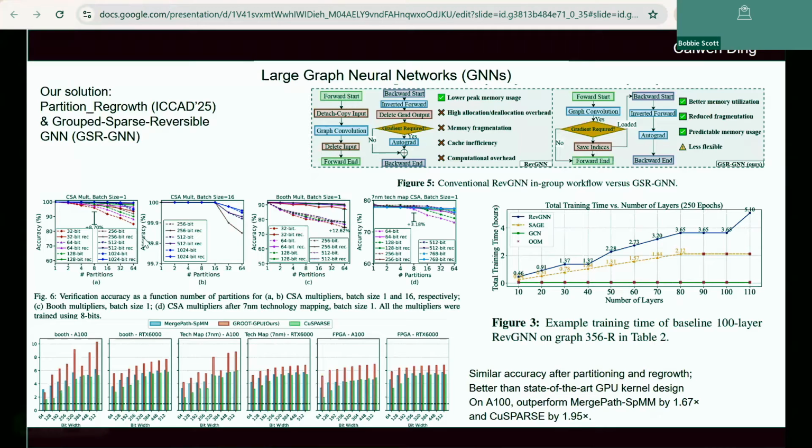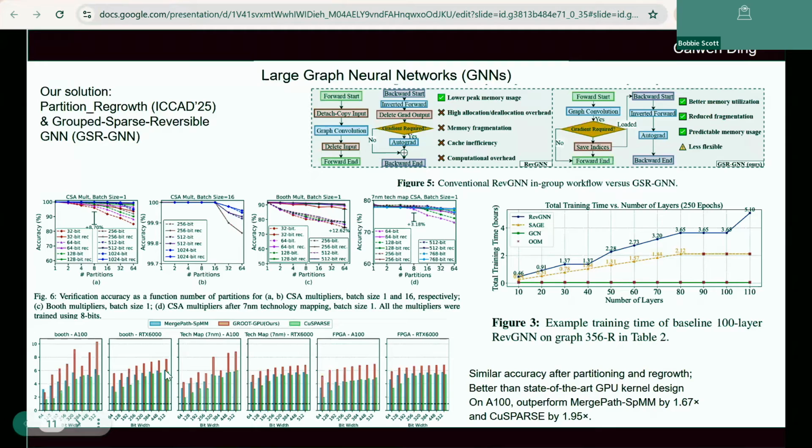Another thing is we have also worked on graph neural networks, using dynamic partition and regrowth when we train the neural network. This paper is published in ICCAD 2025, for a chip design task. In chip design, the circuit is essentially represented by a graph. We use these partition and regrowth methods so that we can enable very fast training with a very low memory occupation. We also developed some kernel support for that.